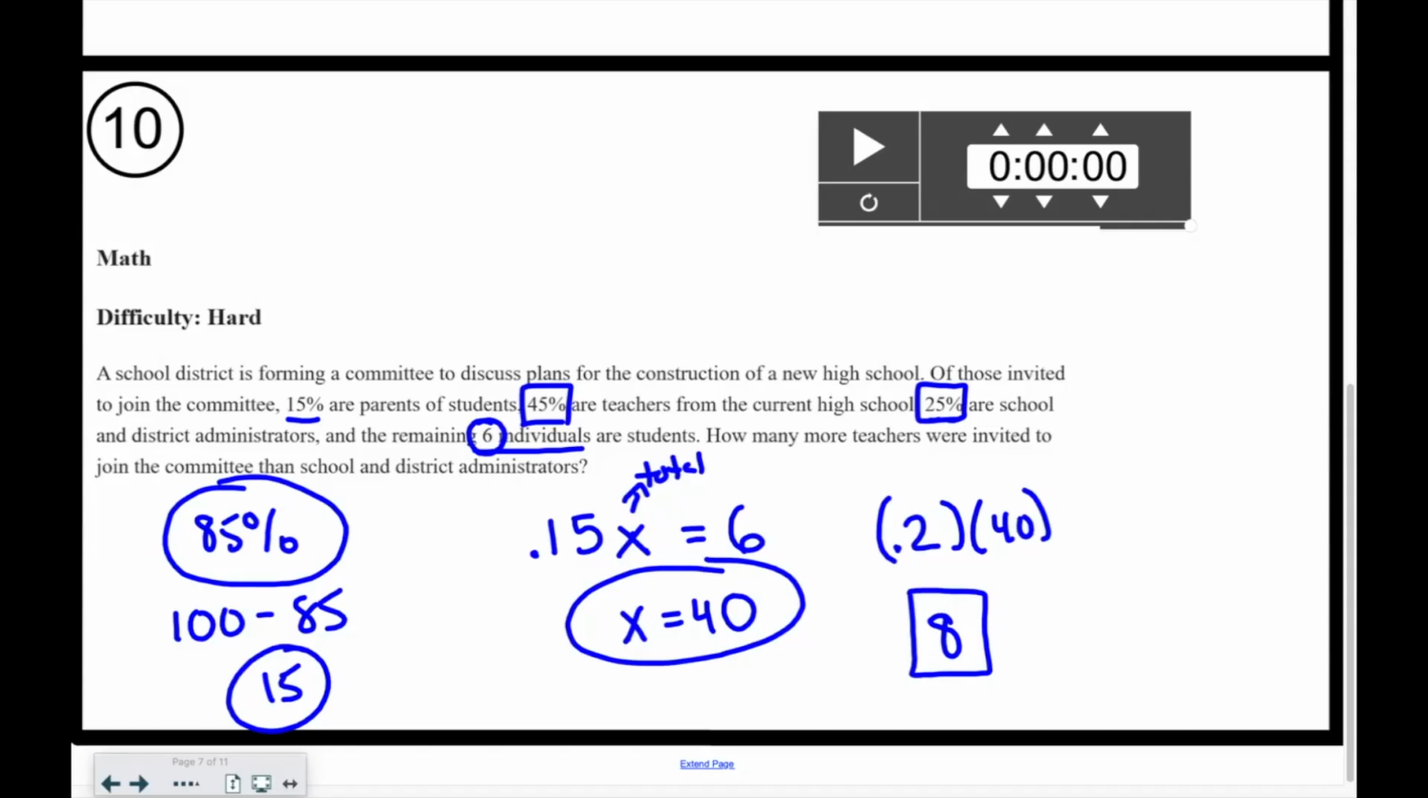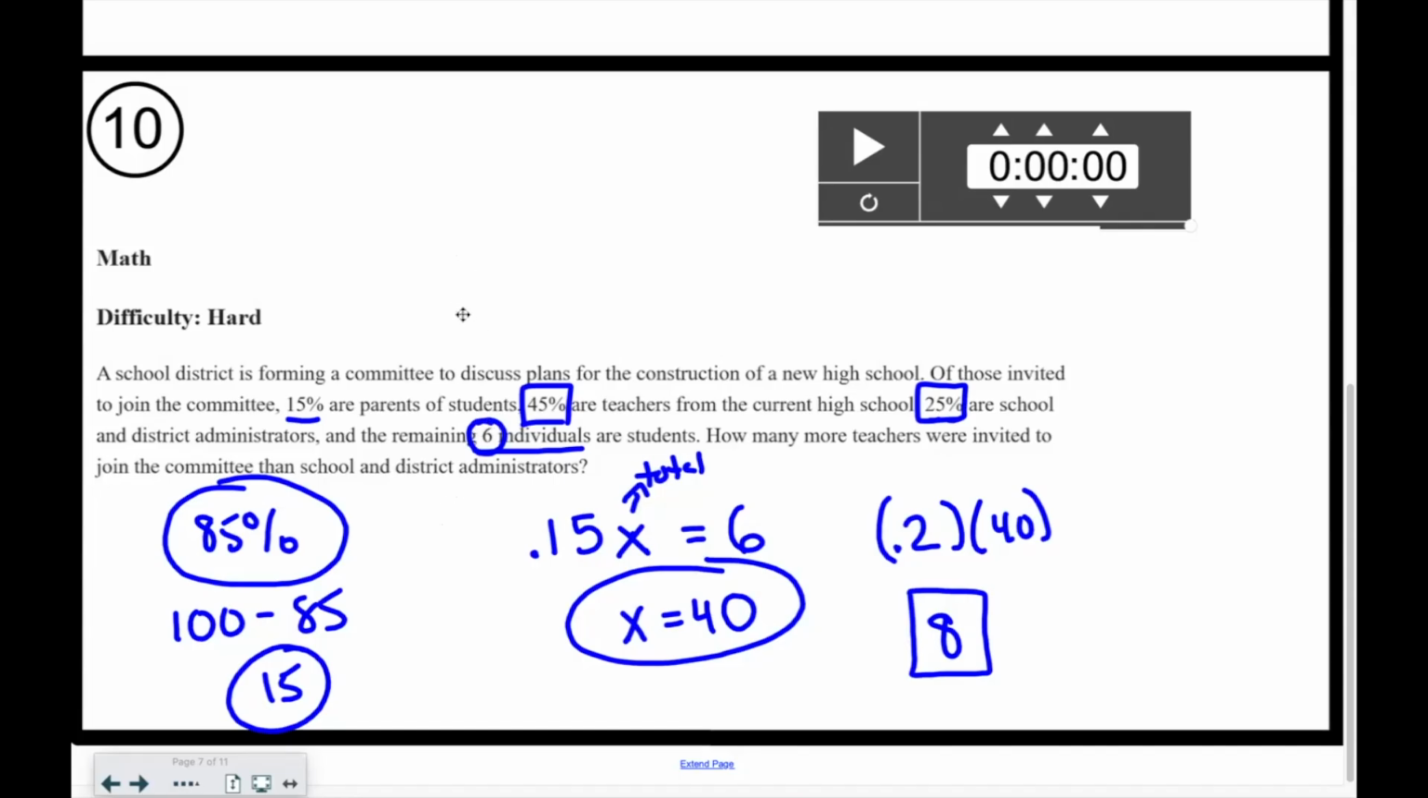Yes, it makes a little more sense. I figured out the 15% are students, but I didn't get the same answer because it just didn't click that it multiplied times something to get the 6 students. I couldn't figure out the total amount of people. Yeah, so that's the thing.